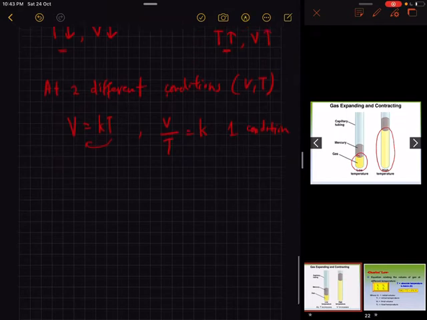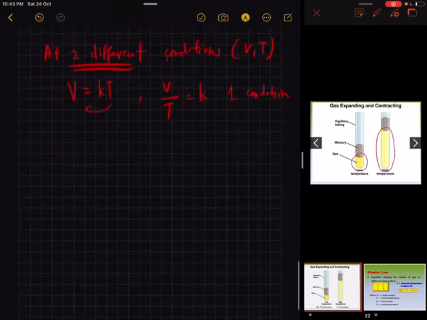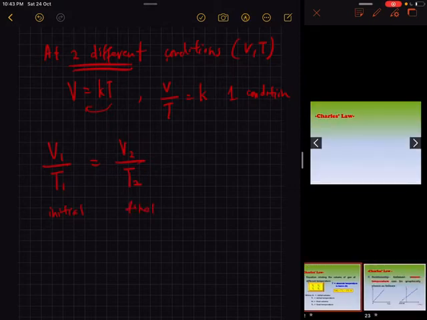So when you have two different conditions, the formula becomes V1 over T1 equals to V2 over T2, where the first one is the initial condition and the second one is the final condition. Alright?